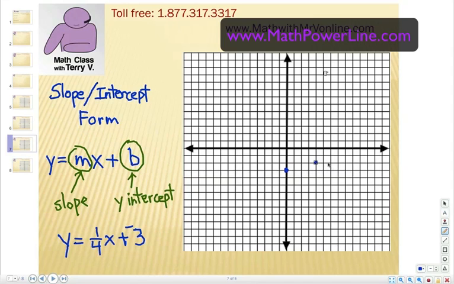Now let's do that again. Over to the right 4 and up 1. Now if I go the other direction, I go over 4 and down 1. Otherwise, I would not have a connected line. Let's graph it. So you can see that this equation, y equals 1/4 x plus negative 3, has a negative 3 y-intercept and a slope of positive 1/4.